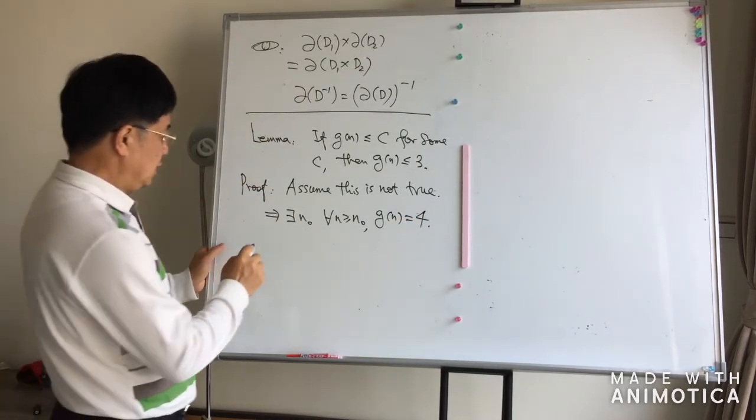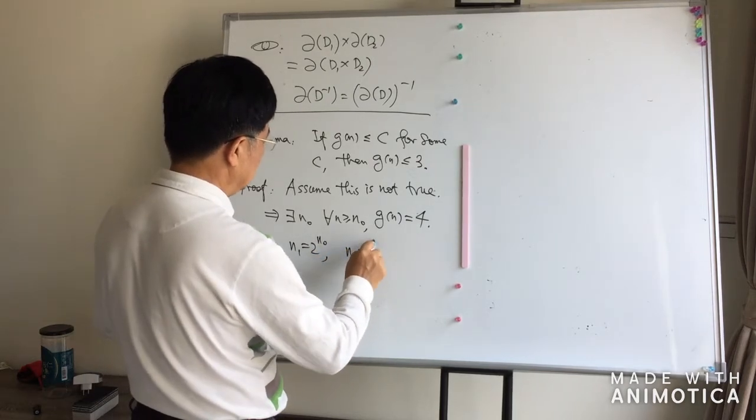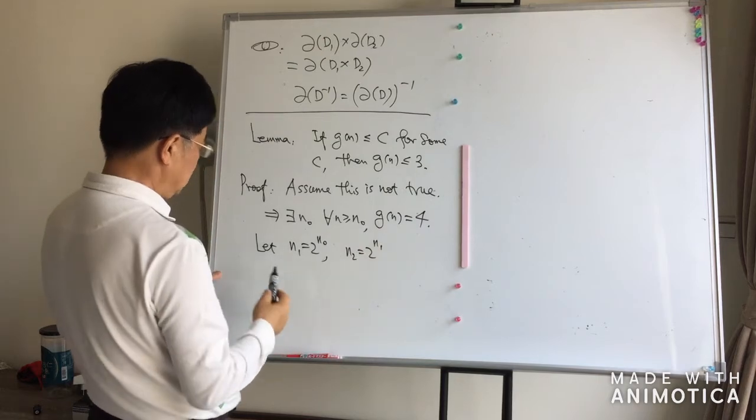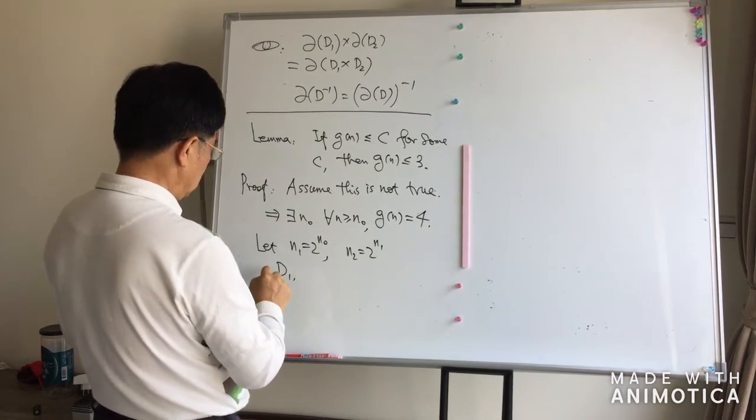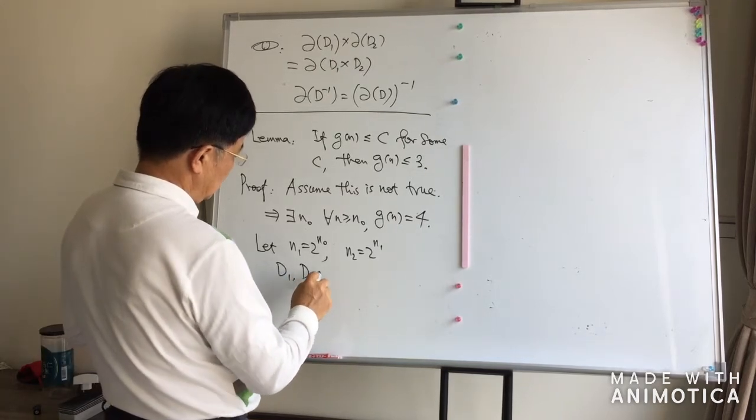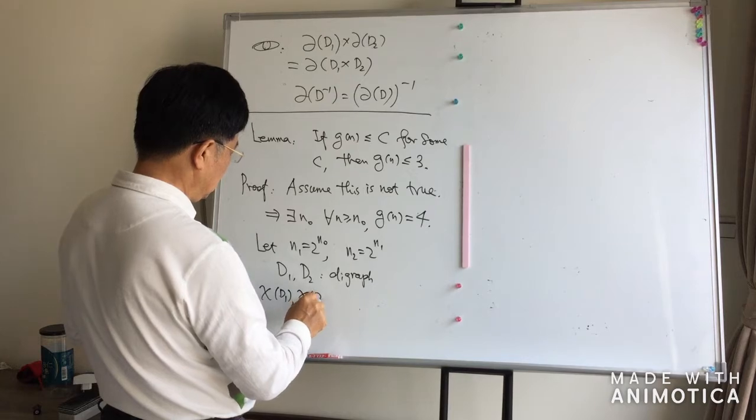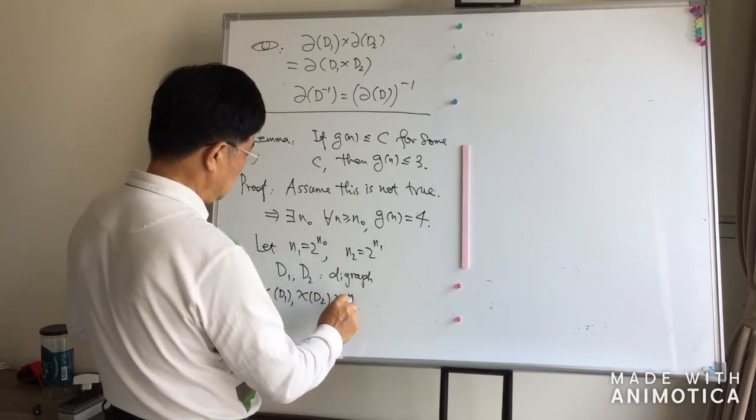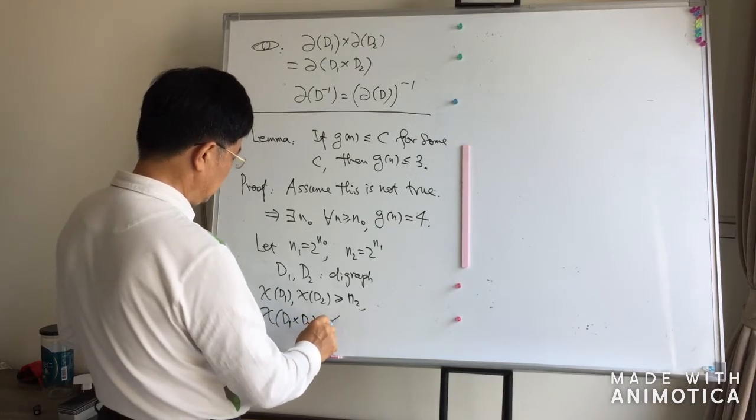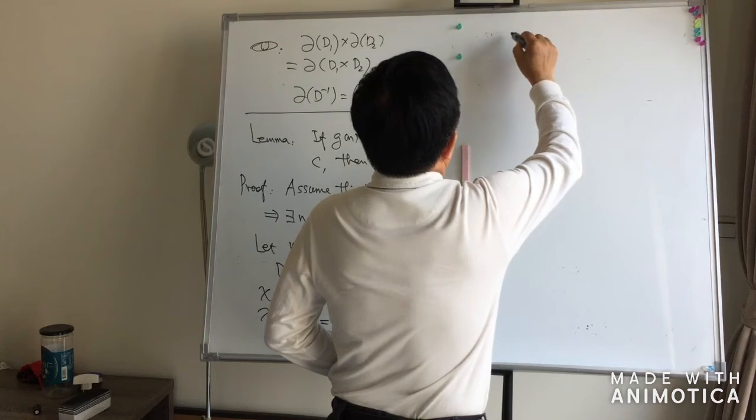Okay, now let n1 equal 2 to the n0 and n2 equal 2 to the n1. Because Gn2 is equal to 4, right? This implies that there are two digraphs, D1 and D2, with chromatic numbers chi(D1), chi(D2) greater or equal to n2, and their product needs 4 colors.